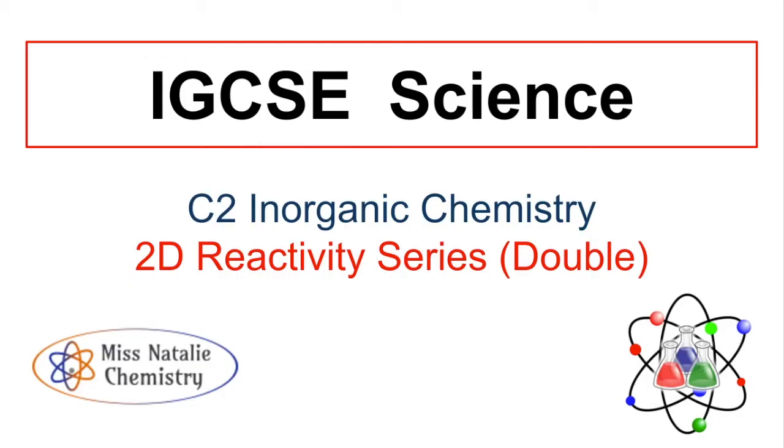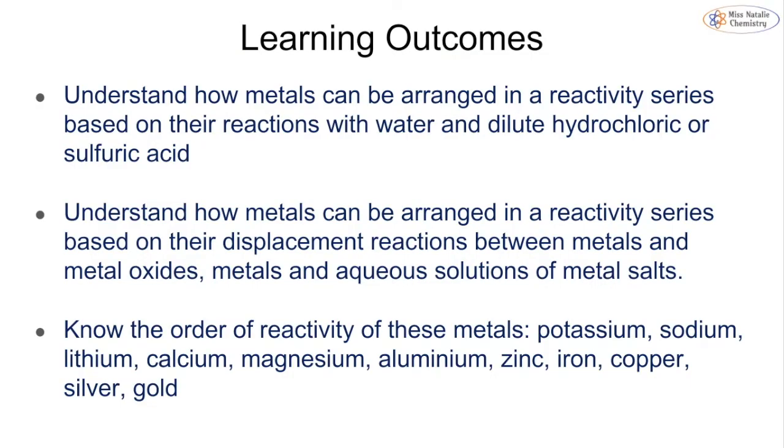In this video, we're going to be looking at topic 2D, the reactivity series, and this is part of the IGCSE chemistry course for Edexcel, and we're going to be focusing on the double science content. So for double science, you need to be able to arrange the metals in a reactivity series for the specific metals in the third learning point there, and you should be able to do this by looking at their reactions with water, dilute hydrochloric or sulfuric acid, as well as their displacement reactions.